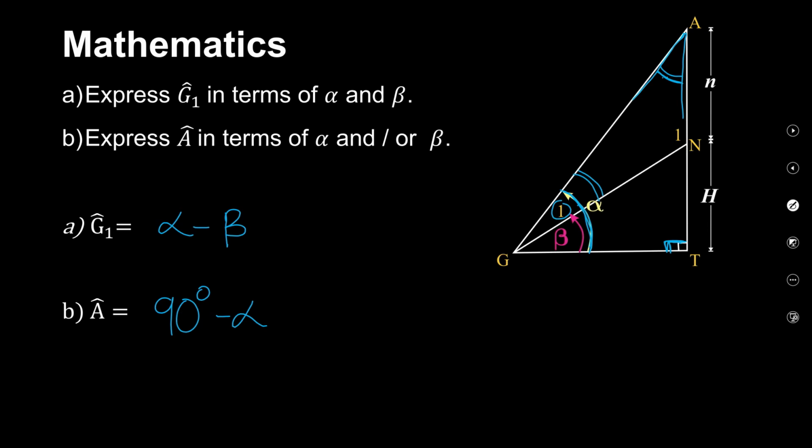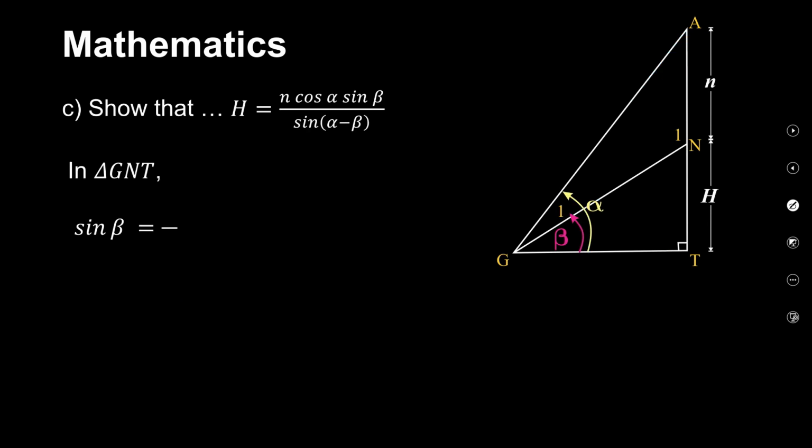Okay, we're going to use these two in the next part of our question. Now they ask us something a bit more complicated. They ask us to show that H is equal to n cos alpha sine beta over sine alpha minus beta. Sounds quite complicated, but we know we just need to find an expression for H.